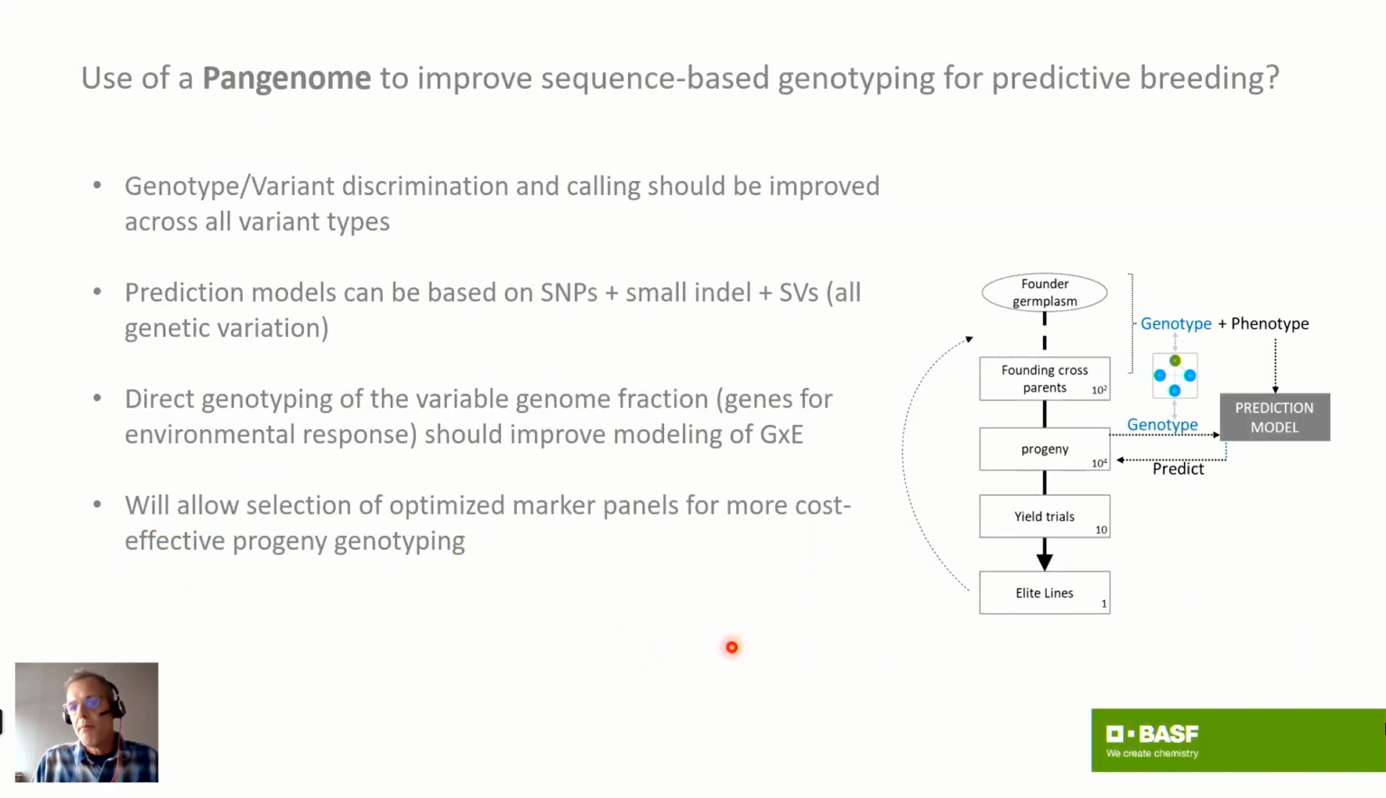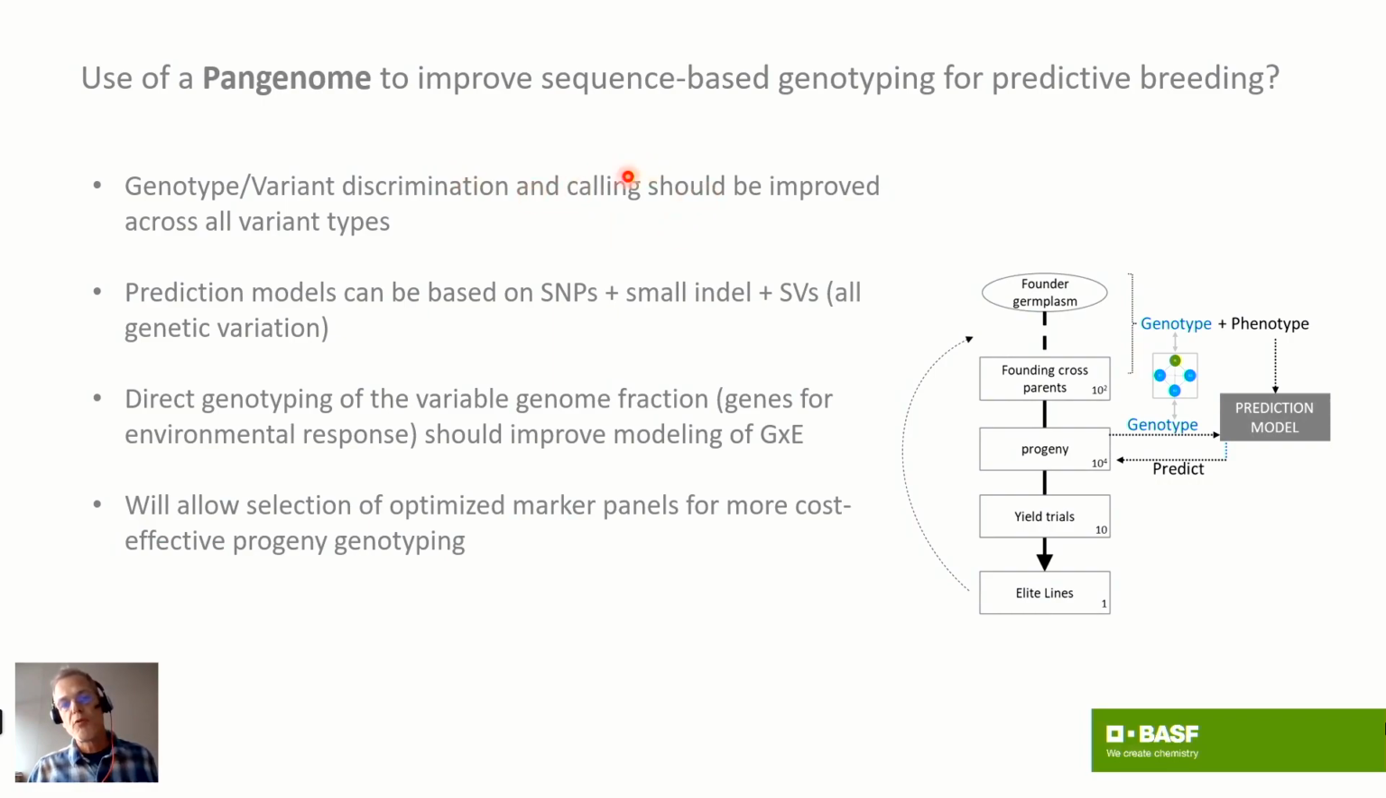So how might we employ a pangenome in our predictive breeding programs for cotton and soy? I bring back my traditional breeding process, and I replace my linear reference in the previous slide with a diagram for a pangenome. We think having the pangenome be the central core of genotyping will lead to a number of improvements. One, genotype and variant discrimination and calling will be improved across structural variants, short indels, and large structural variants.